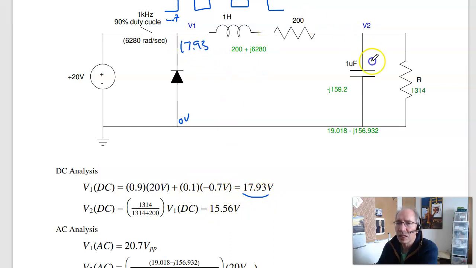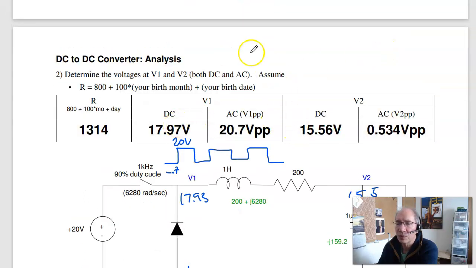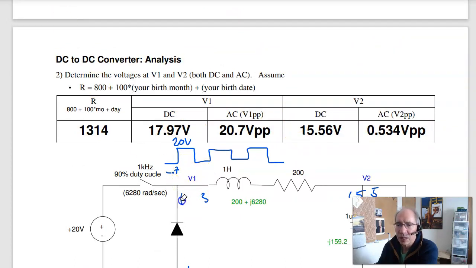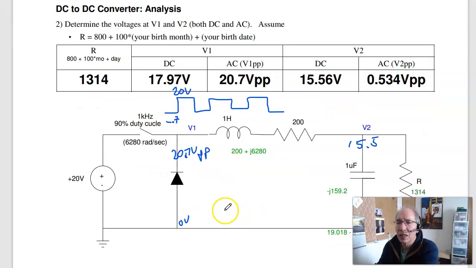That's a DC. And then by voltage division, the inductor and capacitor don't matter at DC. It's R over R plus 200 times V1, which gives you 15.5 volts at V2. So there are the DC signals. For the AC signals, let's erase this. The AC voltage at V1 is roughly the peak-to-peak voltage. It goes from 20 down to minus 0.7, so this is roughly 20.7 volts peak-to-peak. Not exact. To get exact, you need to use Fourier transforms, which you can do if you have MATLAB. On tests, good enough to say about 20.7.